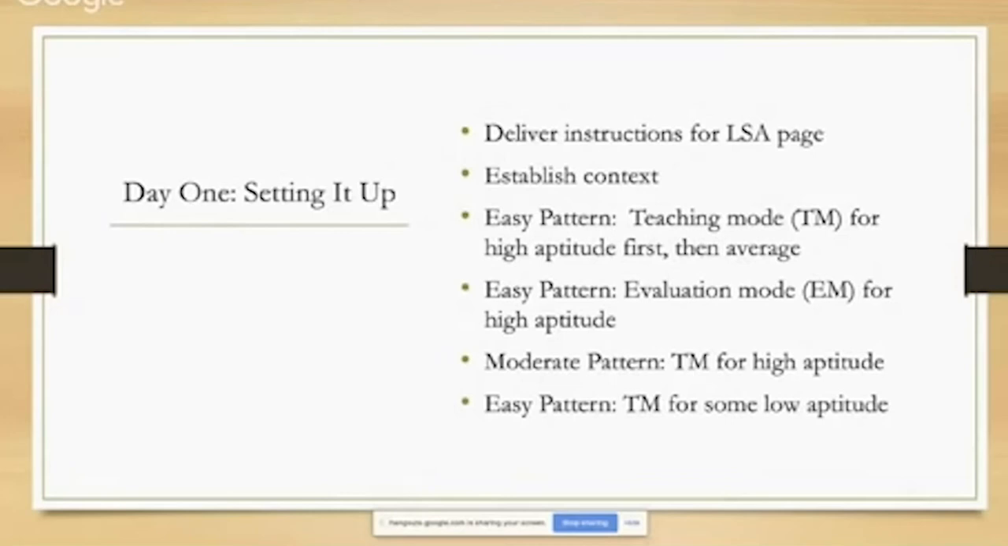Today you got no patterns. Next time you're going to get two. So just be watching. I always start with easy patterns for my high aptitude, then my average, and then evaluation mode with my high aptitude. My goal in day one is to get my high kids through teaching mode in the second pattern, and all of my average aptitude kids through the teaching mode in the easy pattern. So that's setting up the page.